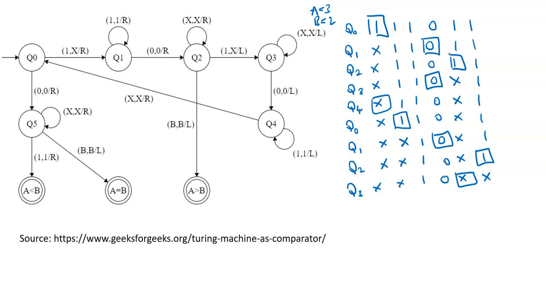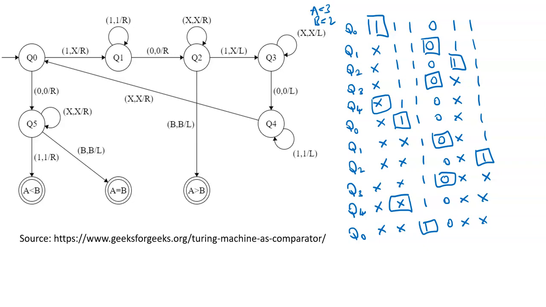In state 3, we move to the left because we see a cross. Now we've got 0, we move to the left, but transition to state 4. From state 4, if we see a 1, we move to the left, then we see a cross, so that puts us back in state 0. And we've moved 1 to the right, so we're back here. So now we're comparing 1 with nothing.